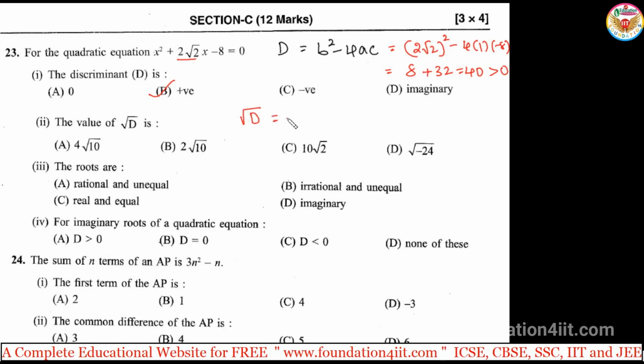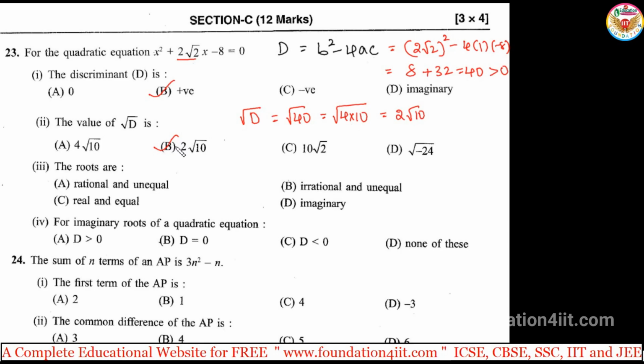Square root of discriminant is square root of 40. Options are not there, so simplify this. You can write 4 into 10. Root 4 is 2. So 2 root 10. 2 into root 10, so option B. Right. Again the roots are.